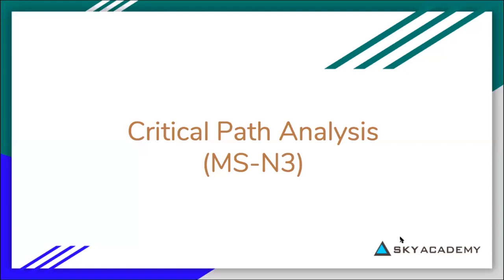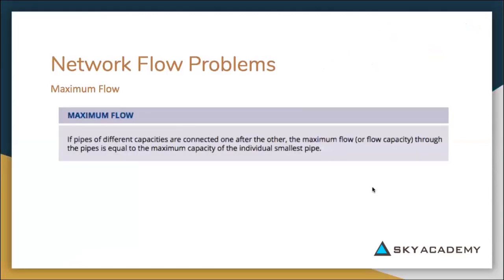Okay, so this is the 11th video in Critical Path Analysis NS3. And in this video, we are looking at network flow problems and specifically maximum flow. So the maximum flow is just the highest amount something could pass through each edge.